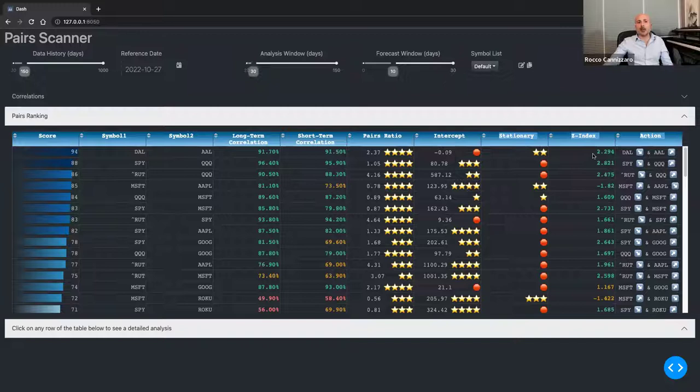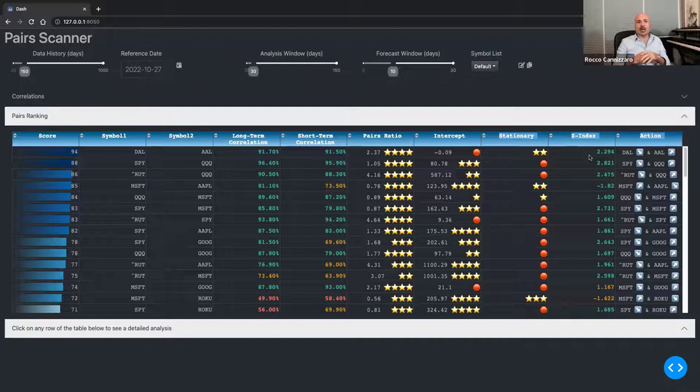Then we're calculating the zeta index. Take a look at the first one. This is Delta Airlines and American Airlines. This was calculated today on the data that just finished today. This is daily data, daily returns. And this spread is 2.29 standard deviations away. It's a very unlikely case. I mean, the spread is very far away.